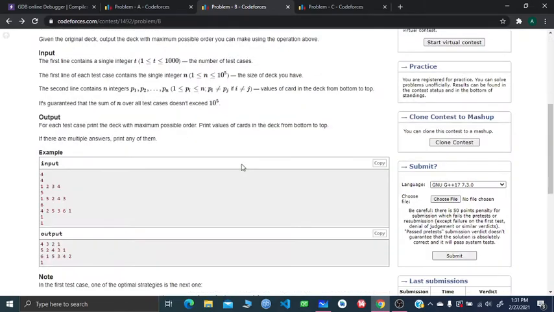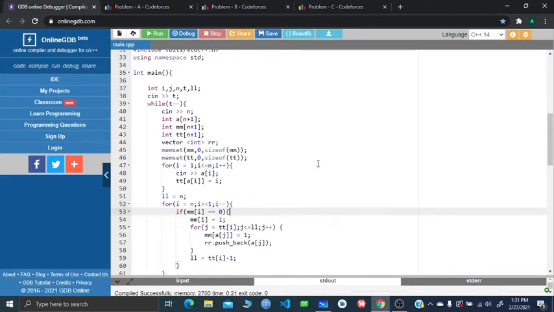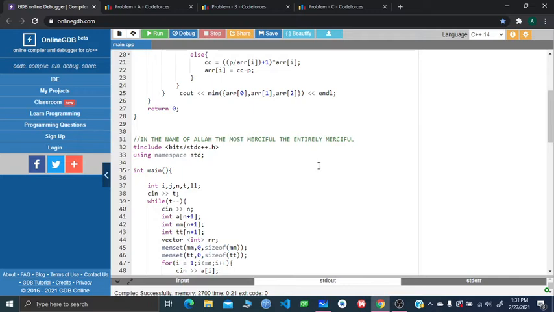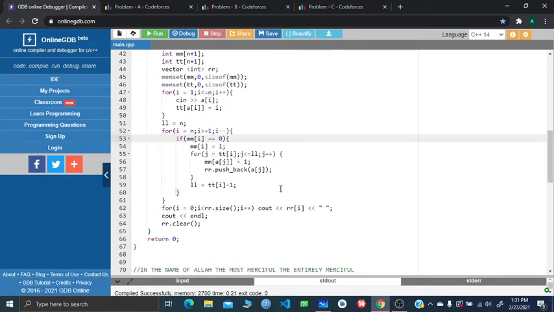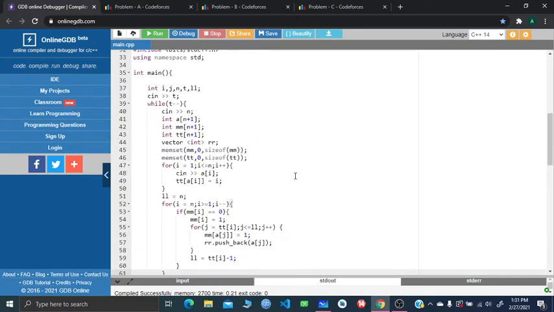Let me take you to the code part. You will understand more. Let me take you to the code part. There you go.